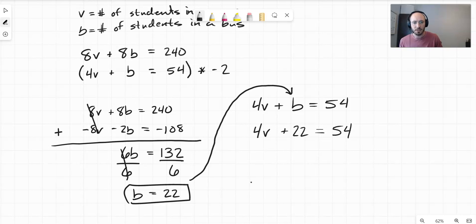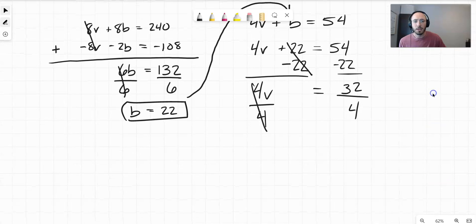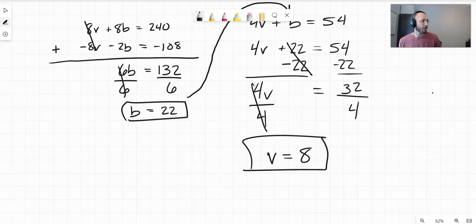And then from here, it's a simple two-step equation to isolate the variable here. So now I subtract 22 from both sides. 22s cancel out here. I'm left with 4V on the left side equals 54 minus 22, which is 32. And so now I have 4V equals 32. I divide each side by 4. And I end up with V equals 8. And so now I have values for both of my variables. I have solved this system of equations.